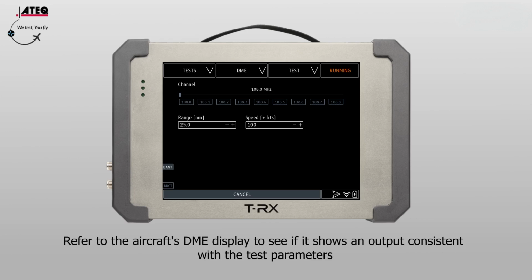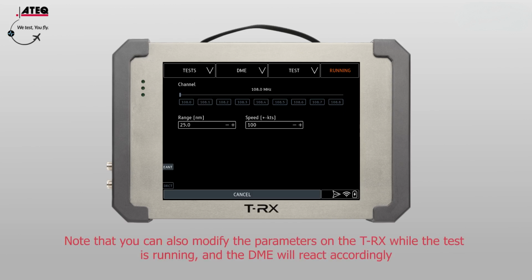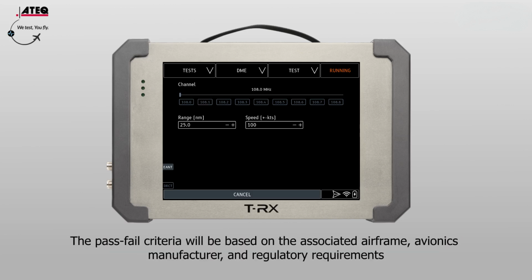Refer to the aircraft's DME display to see if it shows an output consistent with the test parameters. Note that you can also modify the parameters on the T-Rex while the test is running, and the DME will react accordingly. The pass-fail criteria will be based on the associated airframe, avionics manufacturer, and regulatory requirements.